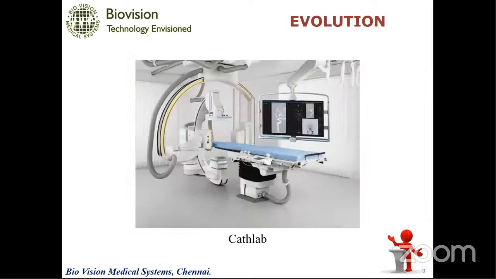This is a cath lab. I'm not sure if you will know what a cath lab is. Cath lab is short for catheterization laboratory, which is commonly used in cardiology. This is a C-arm. If you can see, a cath lab is also a C-arm. See this. This is the C-arm. Okay. So a cath lab is also a C-arm, but it can move through the theater. It can be moved anywhere.